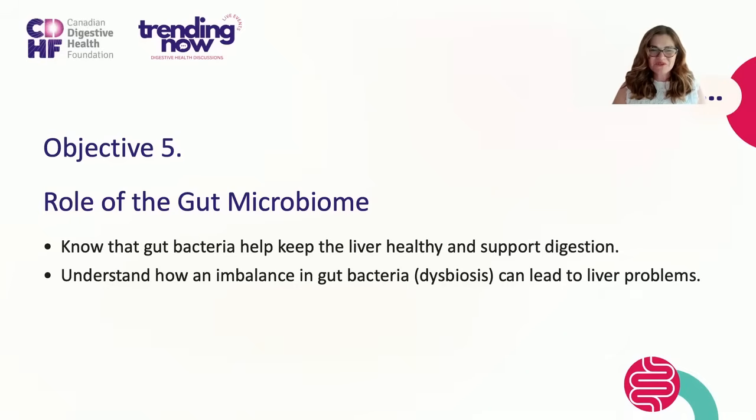Moving on to Objective 5, the gut microbiome, which is the community of trillions of tiny good bacteria, viruses, and fungi that live in your digestive system. These microbes help digest your food, make vitamins, train your immune system, and protect your body from harmful germs.